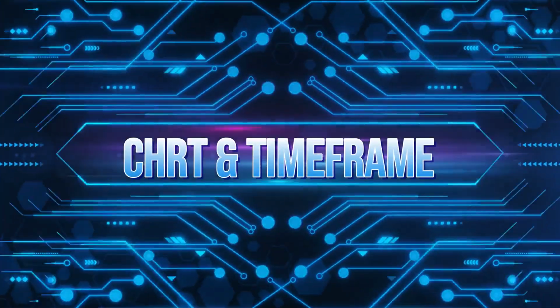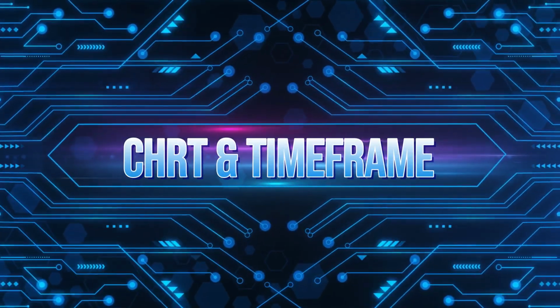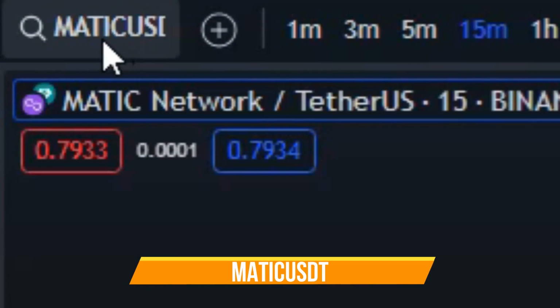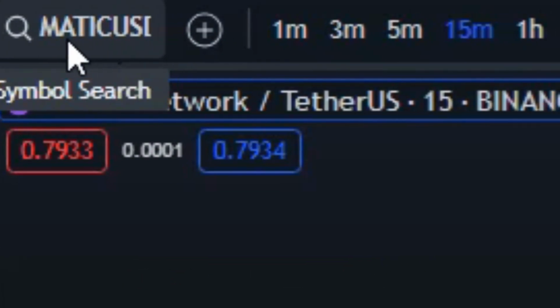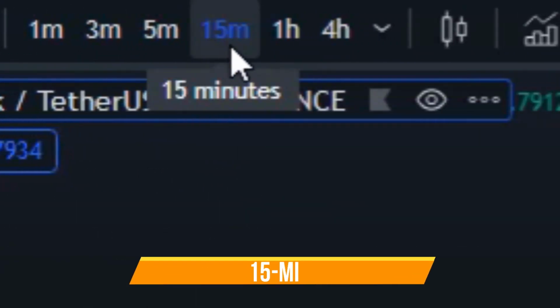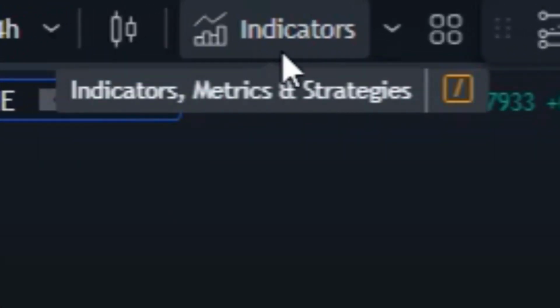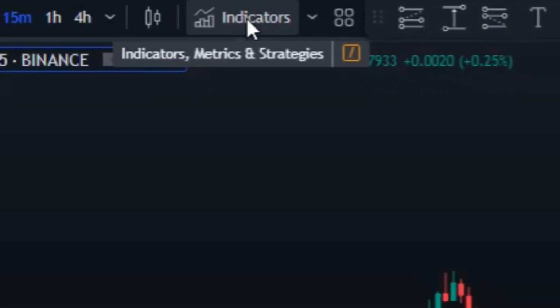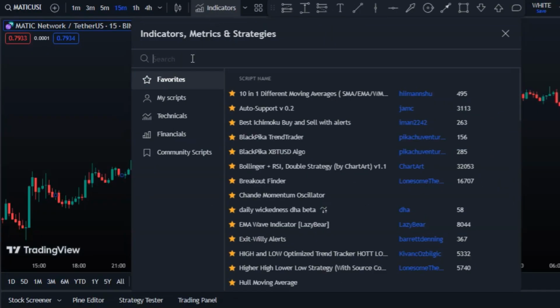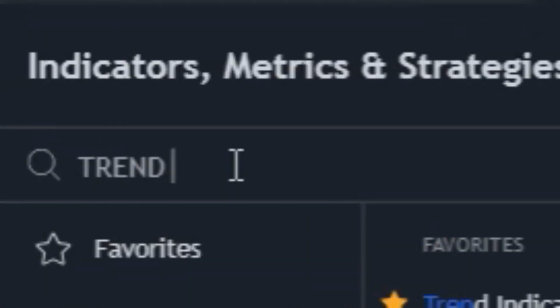First, we need to choose a chart and time frame on TradingView website. I choose the Matic chart and the 15-minute time frame, but you can use whatever chart and time frame you prefer. Next, go to the indicator section of TradingView and search for the Trend Trader Buy-Sell Signals indicator and add it to your chart.